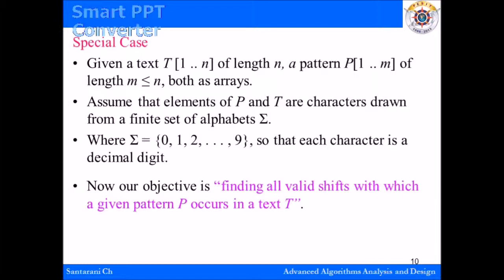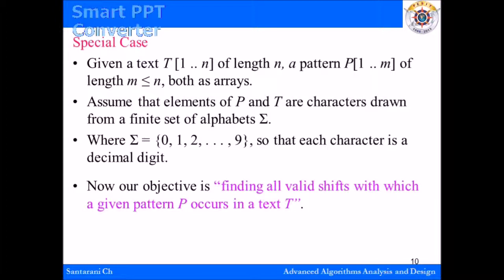Now the Rabin-Karp algorithm. Here, given the text T which is of length n and a pattern P of length m, where m is less than or equal to n, both are arrays. So it is similar to the naive algorithm, but here the change is made only in the set of alphabets for P and T. That is, here sigma is taken as decimal digits for its characters.